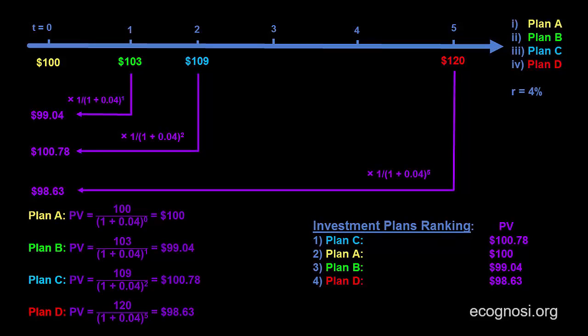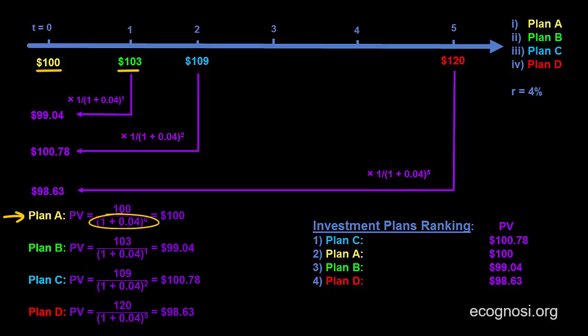Continuing with the analysis, Plan A is already at time 0 and thus in present value terms, so no adjustment is needed. But as was the case with the future value in the previous video, our present value formula still holds, as you can see down here. We just divide the 100 associated with Plan A by 1 plus 0.04 to the 0th power, and you might remember from the previous video that this term equals 1, as any number raised to the 0th power is 1. Therefore, we have 100 over 1, which equals 100.